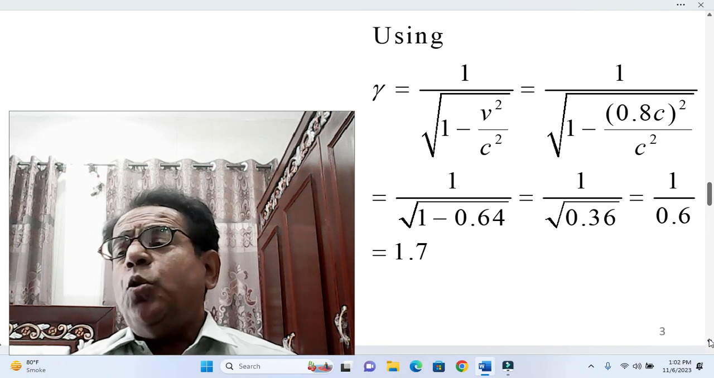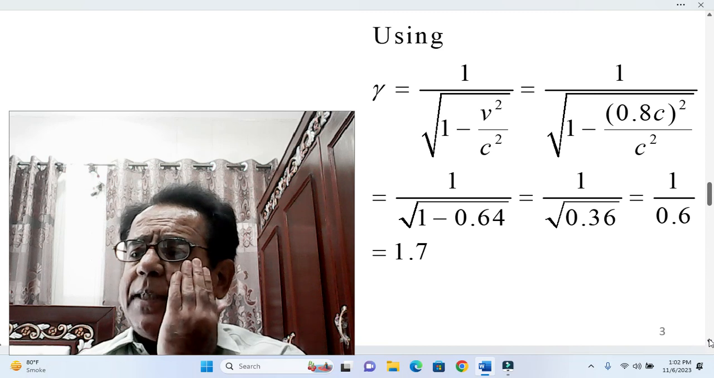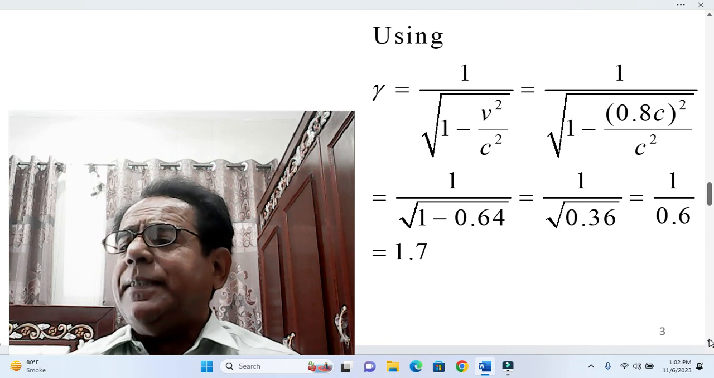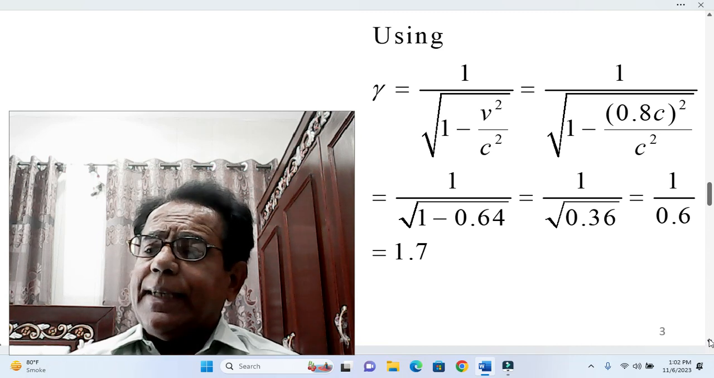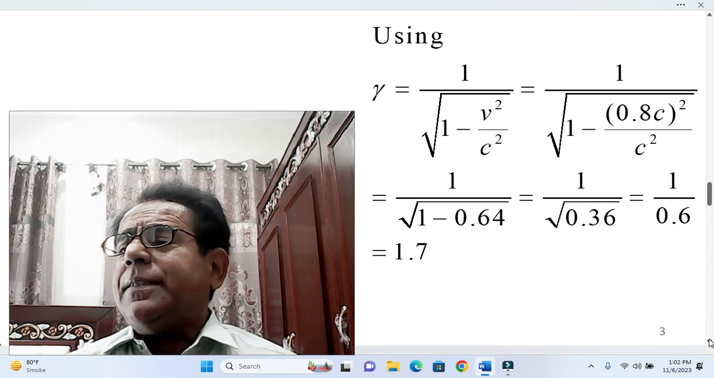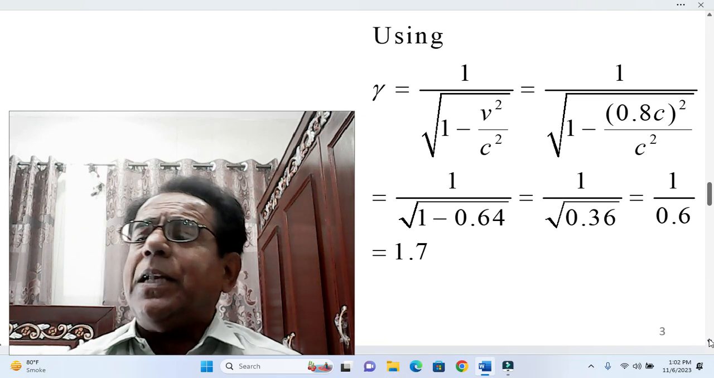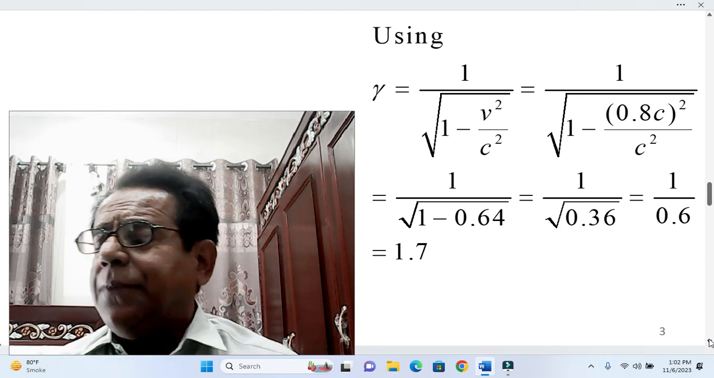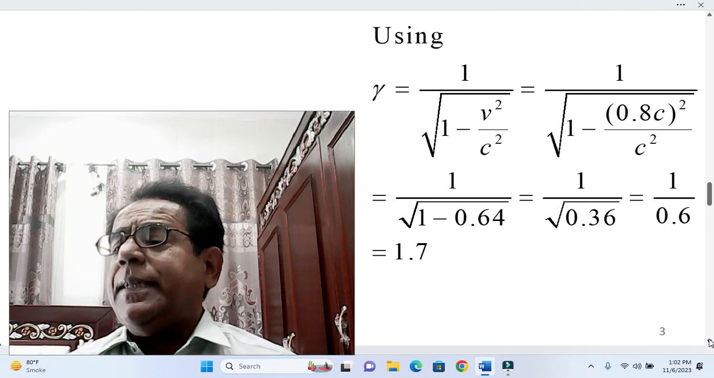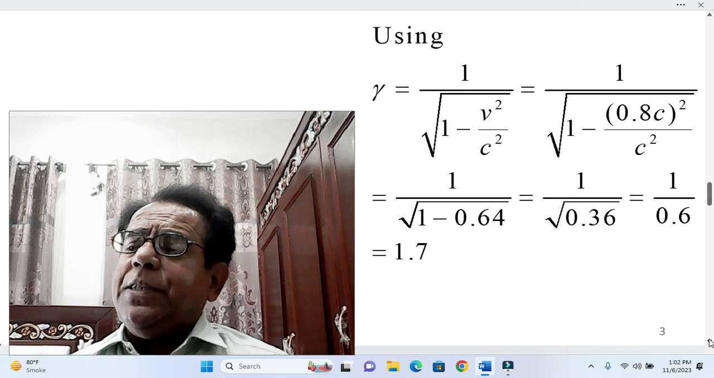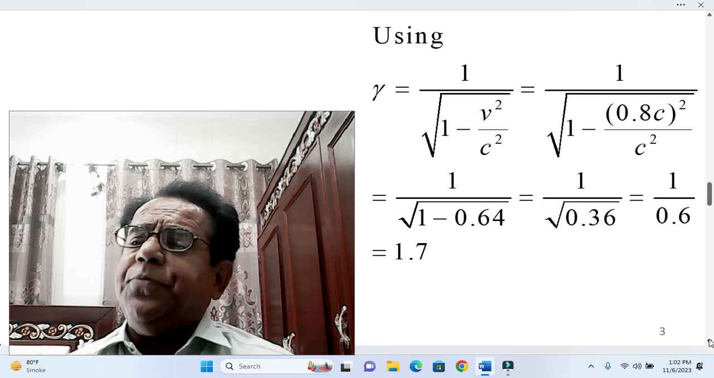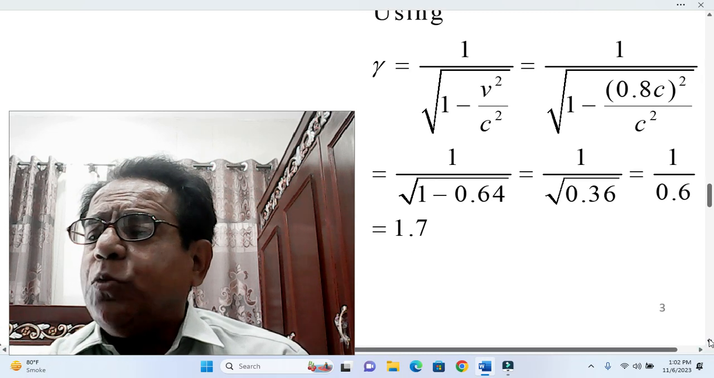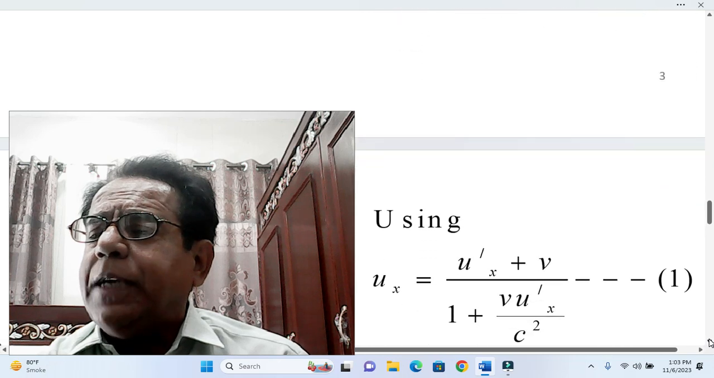Using Lorentz factor gamma equal to 1 over square root of 1 minus v square over c square, this becomes 1 over square root of 1 minus (0.8c) square over c square. 0.8 square is equal to 0.64, and c square will be cancelled with c square, and when 0.64 is subtracted from 1, we get 0.36, and when the square root of 0.36 is taken, it becomes 0.6, and when we divide 1 by 0.6, it becomes 1.7. So our Lorentz factor has become gamma equal to 1.7.